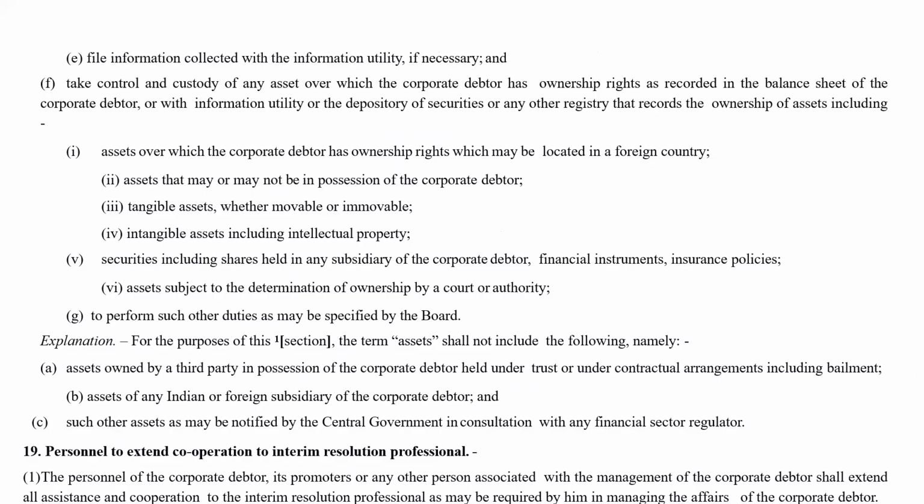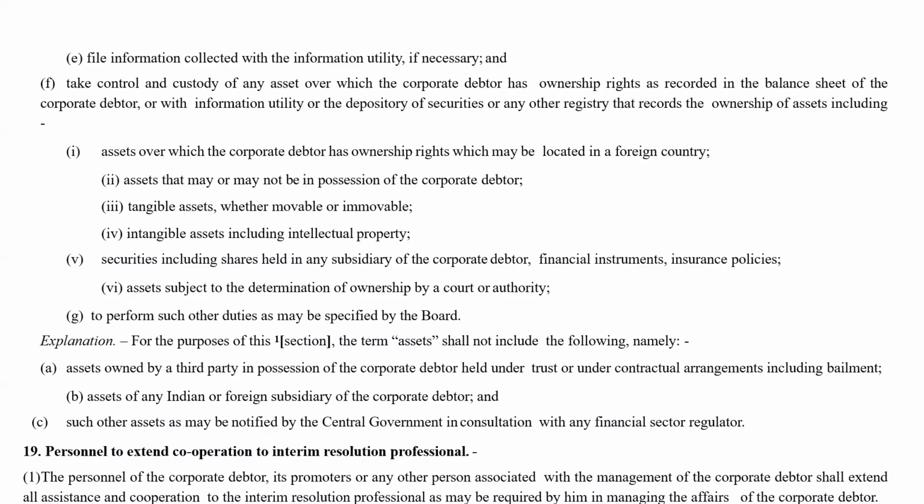Okay. Securities including shares held in any subsidiary of the corporate debtor, financial instruments, insurance policies, assets subject to the determination of ownership by a court or authority. So if there is any dispute, then also if the assets are lying with the corporate debtor, he shall take custody and control. Right?